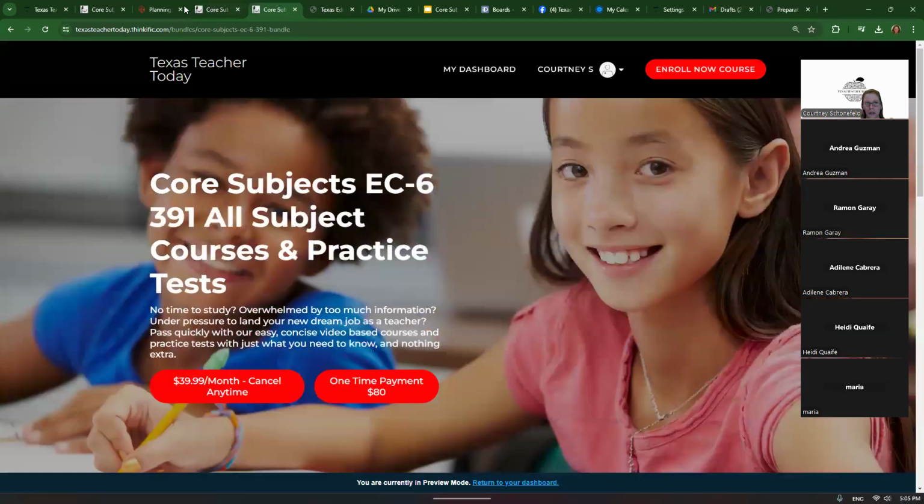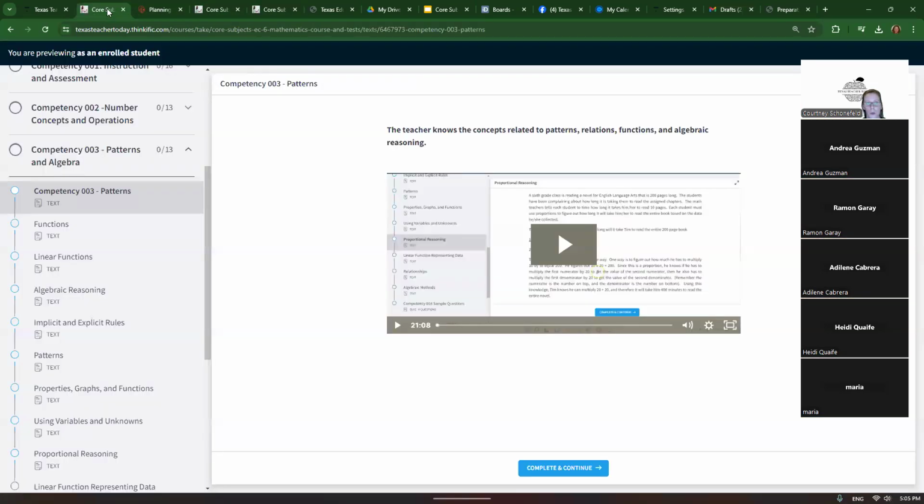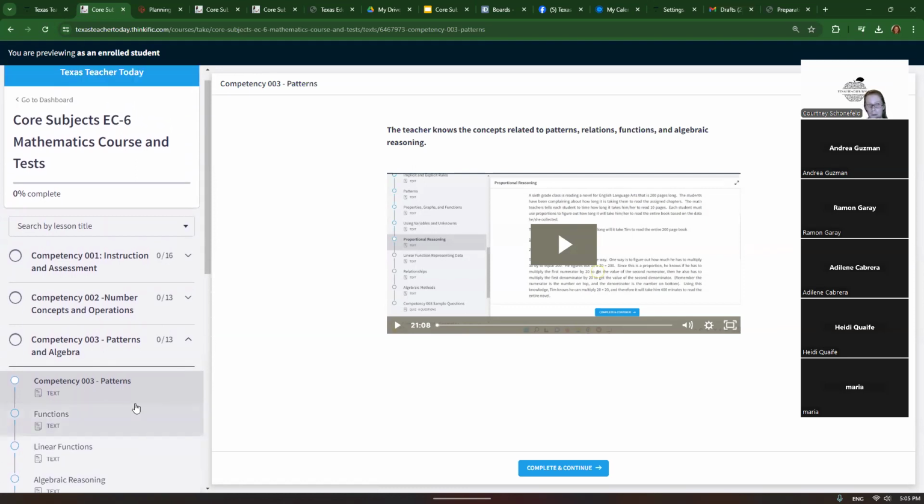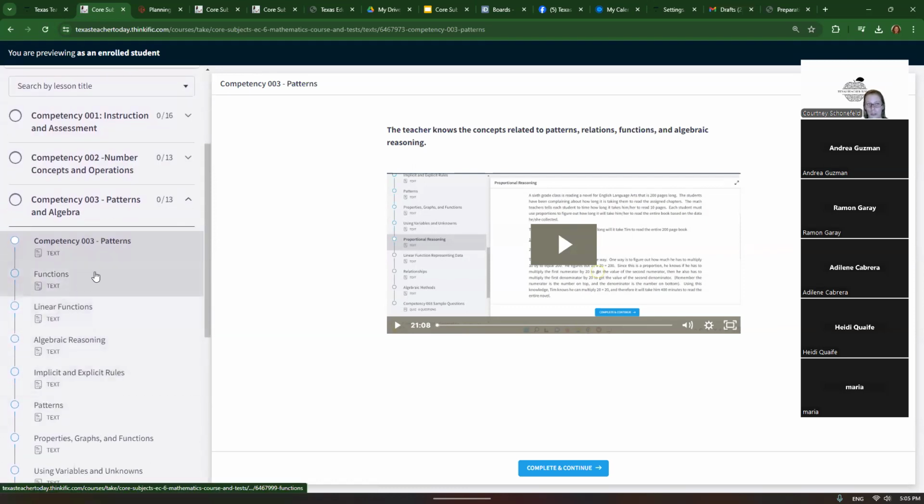I'll show you from my course, we'll be going through Competency 3, which is on patterns in algebra. I thought this was a great one to start with today because most people need help with patterns in algebra. You'll notice I explain it in a very simple way and build on it. So you can see my course has all the competencies. It's super important when you pick a study guide that it's aligned to the competencies. Otherwise, it's not going to help you. So everything I do is aligned to the competencies.